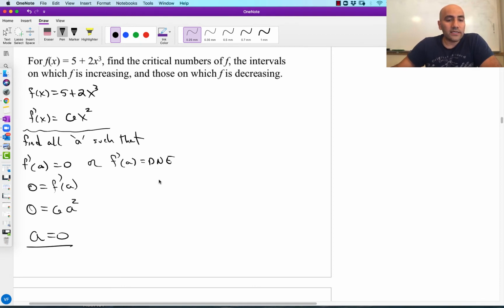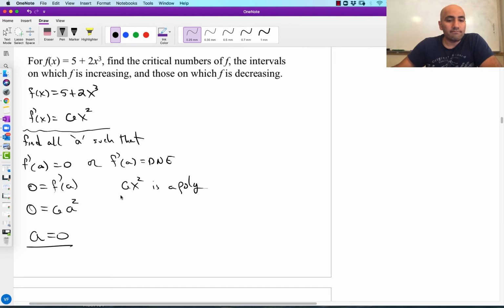What about does not exist? Well, consider that 6x squared is a polynomial. There are no vertical asymptotes anywhere, no horizontal asymptotes. It's a parabola.